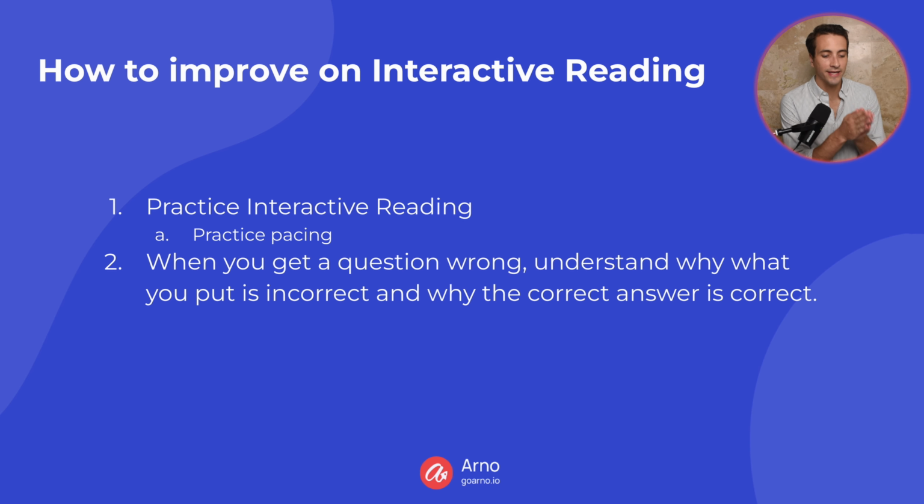Number 2 is when you get a question wrong, understand why what you put is incorrect and why the correct answer is correct. So in Arno, when you answer an interactive reading practice question, you can see the answer afterwards. And you don't just want to see the questions that you got wrong and then move on. You really want to spend time looking at the questions that you got wrong and understanding why you chose something that was incorrect and why the correct answer is actually correct. That is how you are going to improve your skills and your English and raise your score on the DET. Okay, you need to make sure that you are learning from your mistakes.